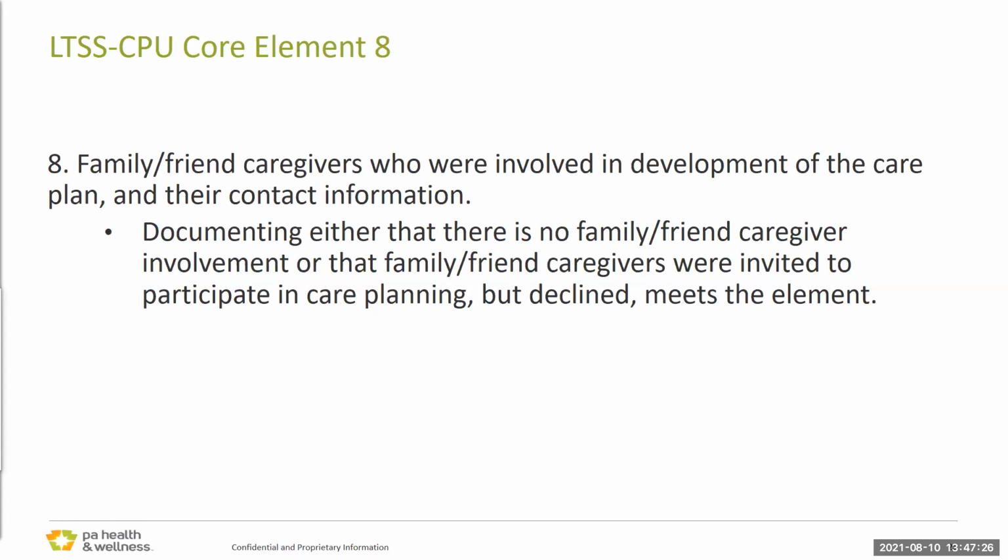All right, so core element 8 is going to be family and friends, or caregivers who were involved in the development of the care plan and their contact info. So documenting either that there is no family/friend caregiver involvement or that family/friend caregivers were invited to participate in the care planning but declined will also meet the element.